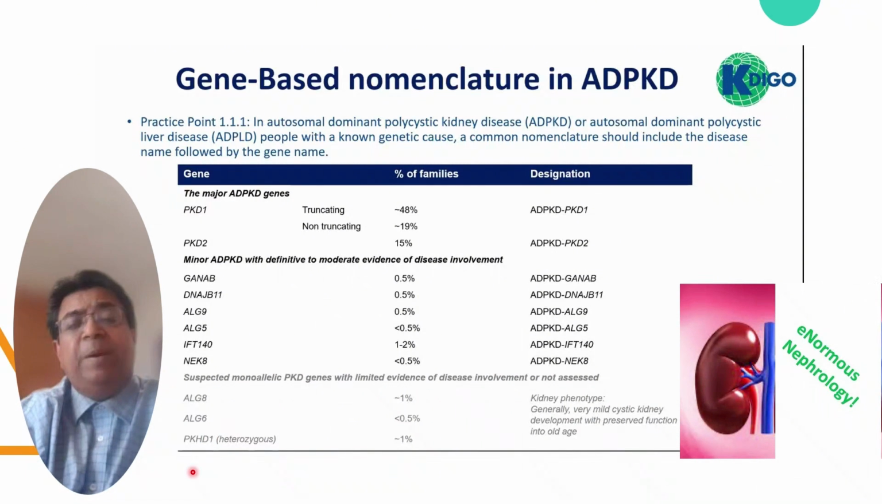So it's probably a good idea to name the mutation when you're referring to a patient with ADPKD. So if they have PKD1, then you can say that this patient has ADPKD-PKD1, or this patient has ADPKD-PKD2, or whatever mutation they have. And then if it's unknown, of course, it's unknown.